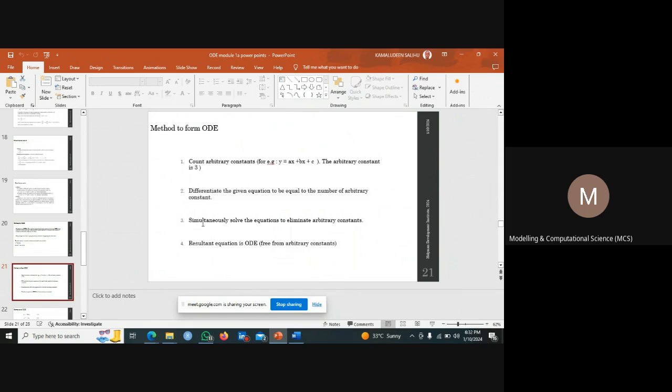So the third step, you solve the equations simultaneously to eliminate the arbitrary constants you are having in your expression. We will see that in our example very soon. The fourth step, the resultant equation is now an ordinary differential equation, which will be free from arbitrary constants. After you must have eliminated the arbitrary constants you are having in the expression, the resultant one, what you have last, is called the ordinary differential equation.